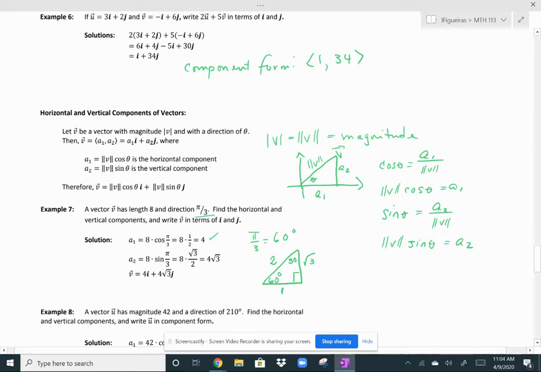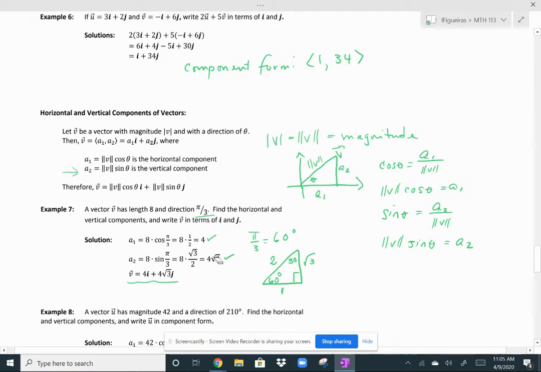Similarly, I have to find a sub 2, and remember the formula for a sub 2 is magnitude times the sine of the angle. So it's 8 times the sine of pi over 3, and the sine of pi over 3, or the sine of 60 degrees, is root 3 over 2, and when you simplify it, you get 4 root 3. So the way you express vector v in ij format is v equals 4i, which comes from here, plus 4 root 3 j, which comes from here.